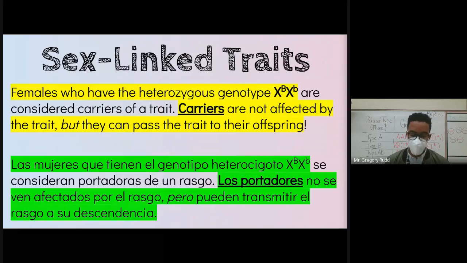So we're going to throw this word carriers around a lot, so please be certain that you know what this word means. These people don't actually have the disorder or whatever the trait is. They're not affected by it, but they can pass it on because they do have one allele for it. Now notice that males cannot be carriers, because they either have it or they don't.